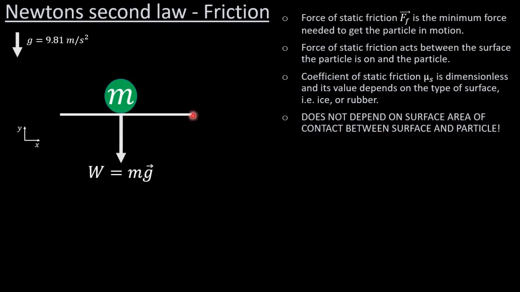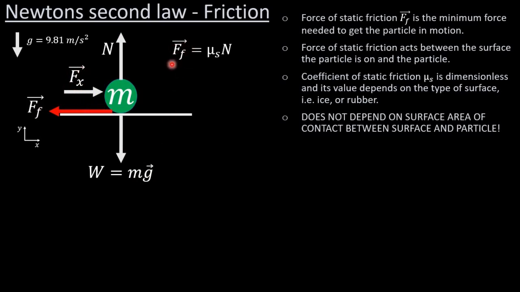So let's draw in our forces. So we've got the weight acting in the negative y direction, and we've got our reaction force there. So if we apply a force in this direction, and there's friction between the particle and the surface, the force of friction will always act in the opposite direction to the applied force. And that force of friction equals the coefficient of static friction multiplied by the normal force. So that is the force of friction.